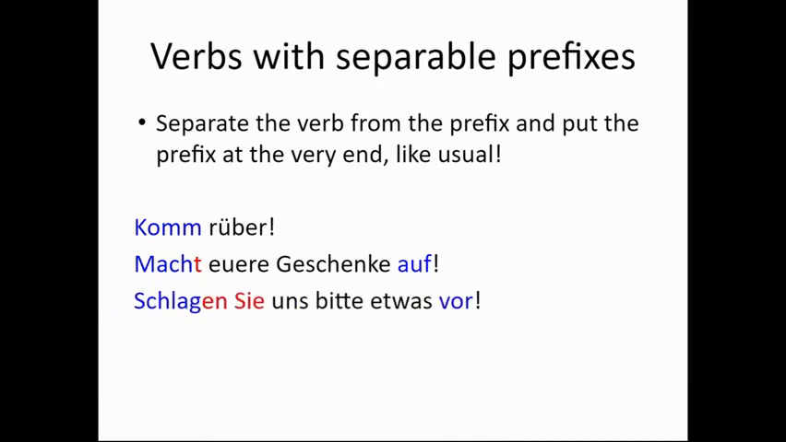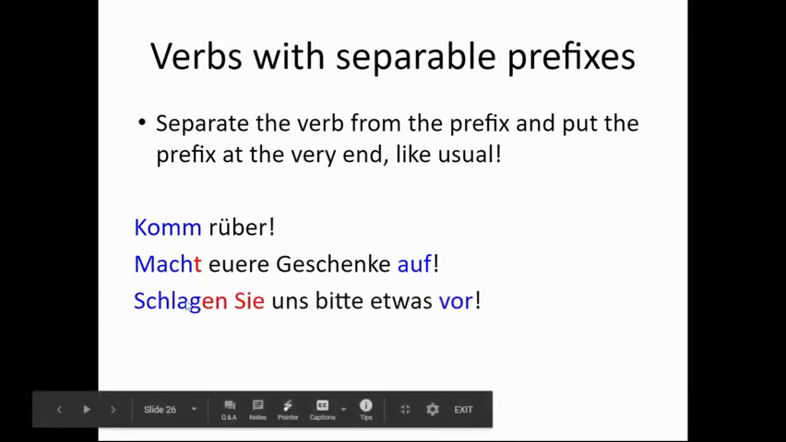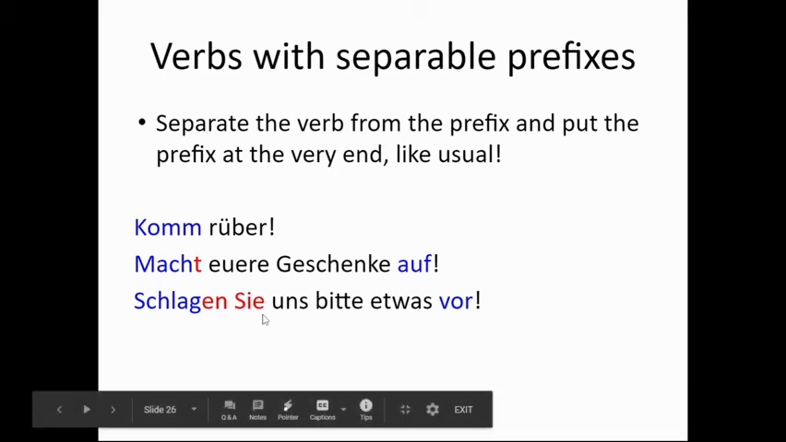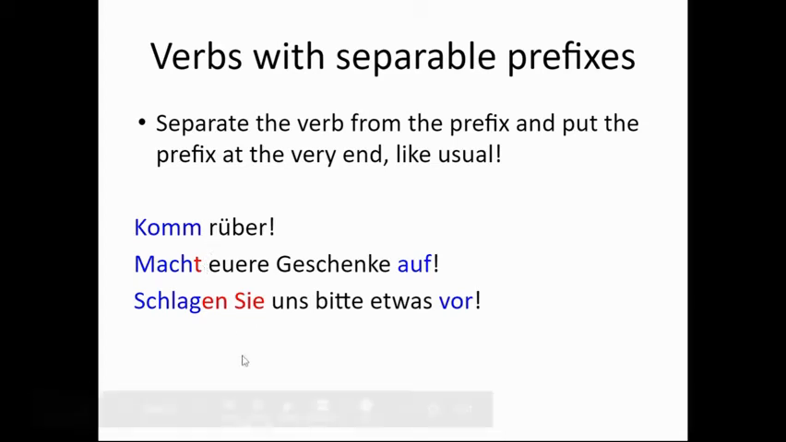Schlagen Sie uns bitte etwas vor. Hey, why don't you please suggest something? Okay, this is a command, being nice, right? Have the en ending going along with the Sie. Remember, Sie commands, you keep the subject there. The ihr form and the du form, it's implied. You don't need to write it.